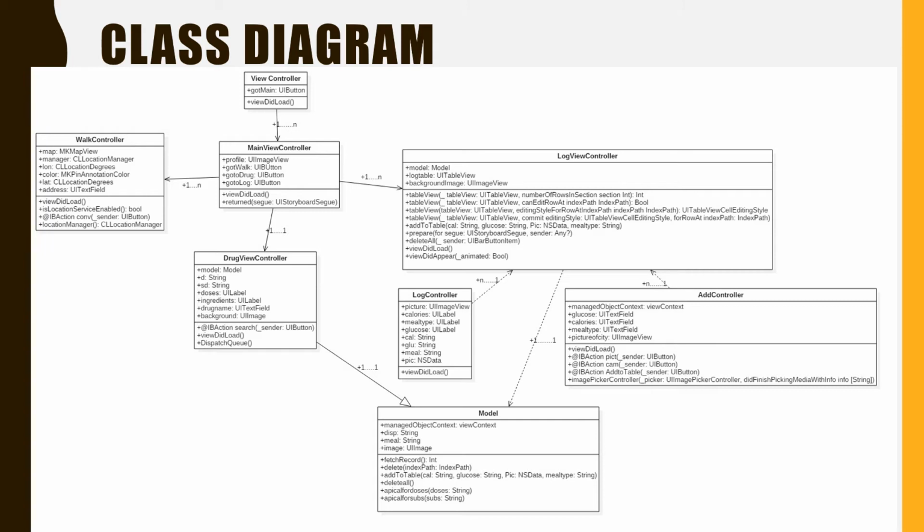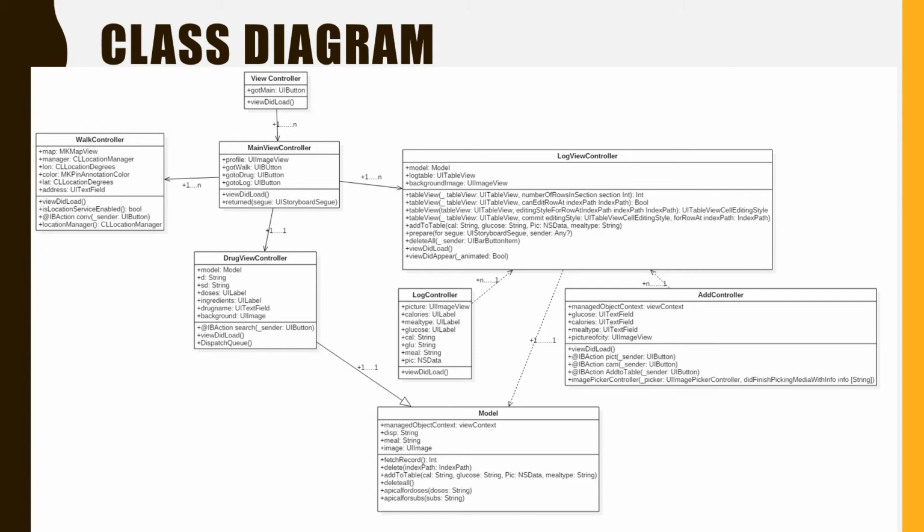So the log controller has two things that you can do with it. The first thing is an add button that takes you to an add controller where you can add in a new log. The new log has glucose, calories, meal type, and then you can select a picture for that meal.